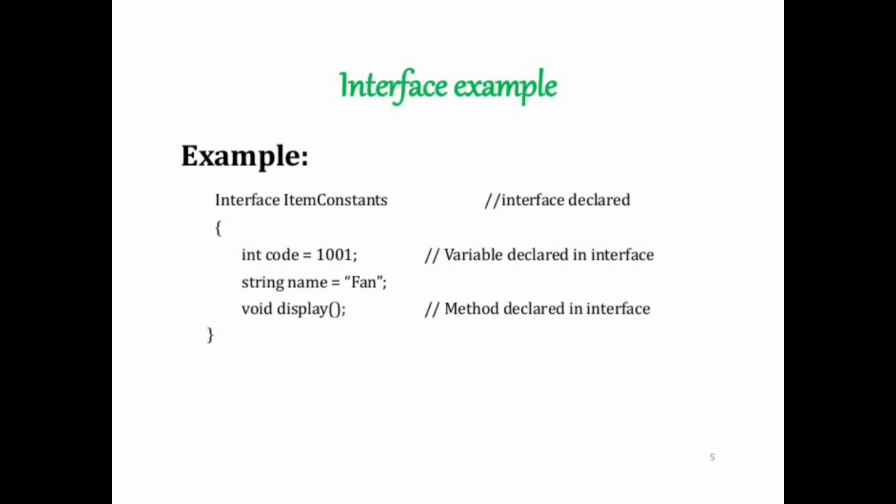Interface example. The interface name here is Item constant, with an open curly bracket. Inside the body write the variable names and method name. Here I am using an int type, int code = 1001, and String name = fan, and the method is void display semicolon. The method is not implemented here, we just declare the method in the interface.